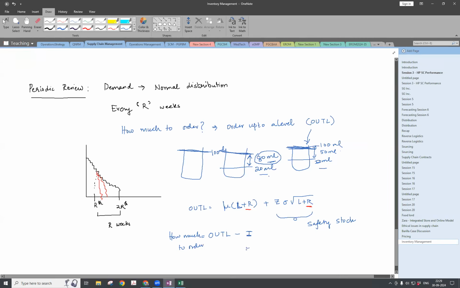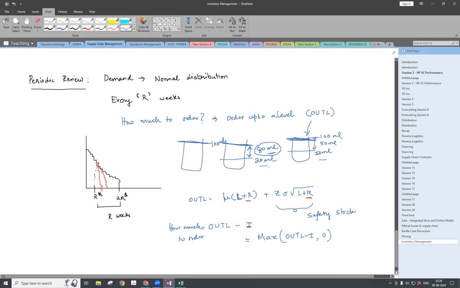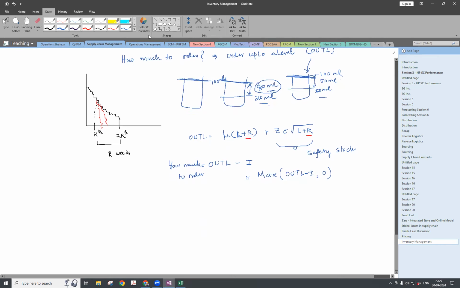Now, to be more precise, we can refer to this as the maximum of OUTL minus I comma 0. Why is this the case? Think about it and you will be able to understand it. Right? This is the answer to the question how much to order.